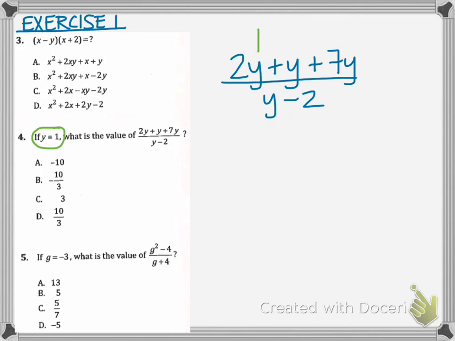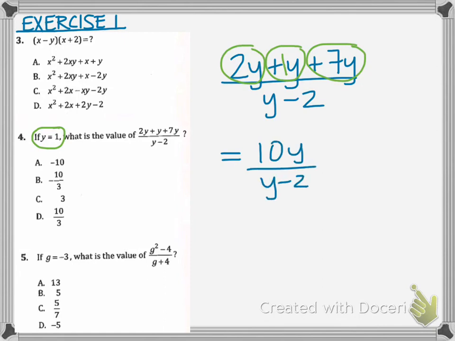If I look at my numerator, I can see that all 3 of these terms are like terms. 2y plus 1y plus 7y. So if I combine those in the beginning, it's going to make less work for me. 2y plus 1y is 3y plus 7y is 10y over y minus 2.